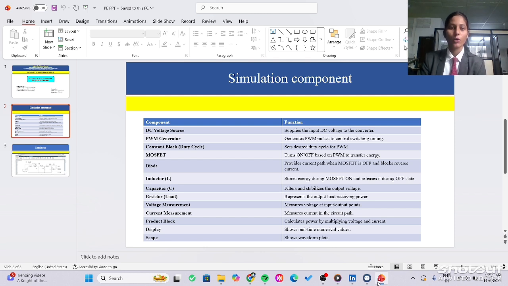Voltage measurement measures the voltage at input and output points. Current measurement measures the current in the circuit path. Product blocks calculate the power by multiplying voltage and current. The display shows real-time numerical values, and the scope shows the waveform plots. This is the simulation of our topic.